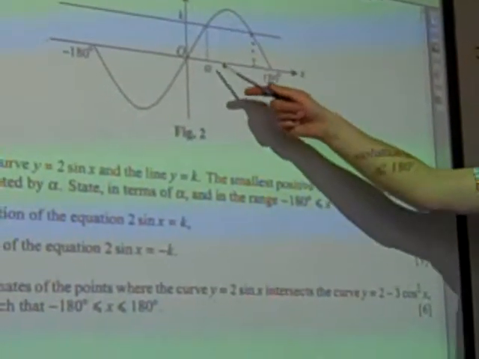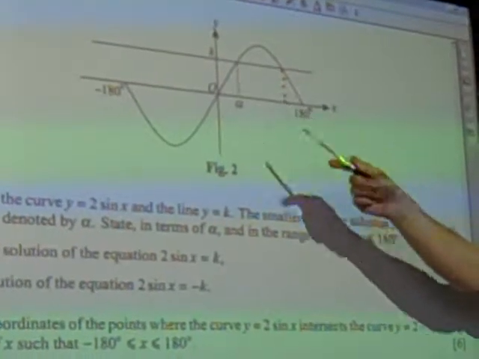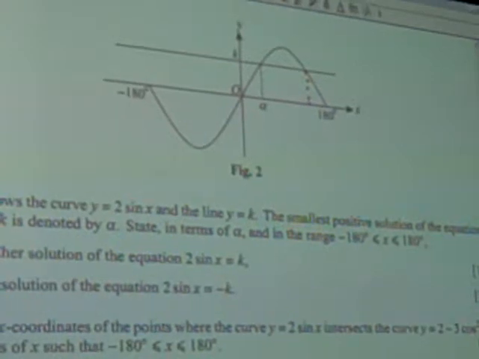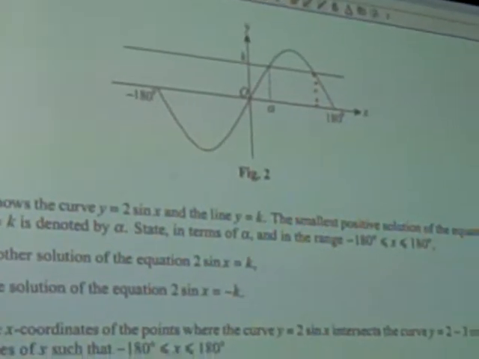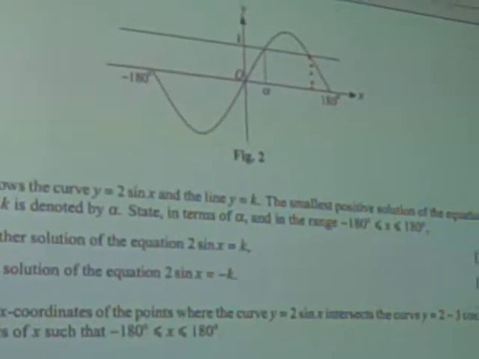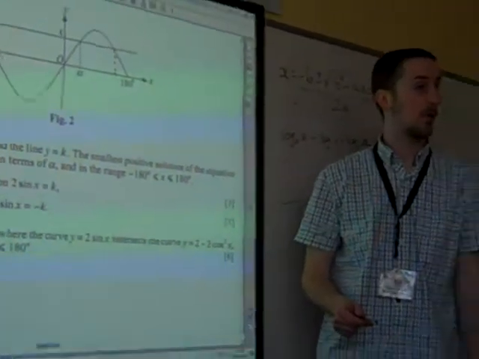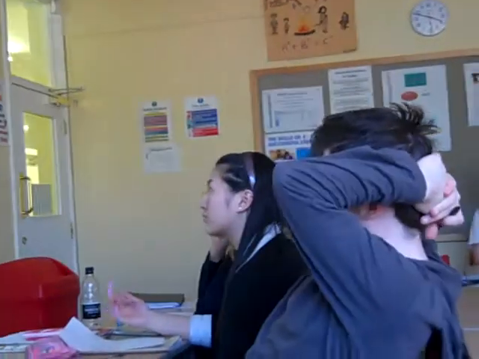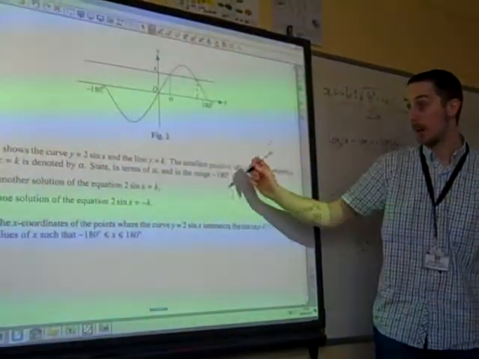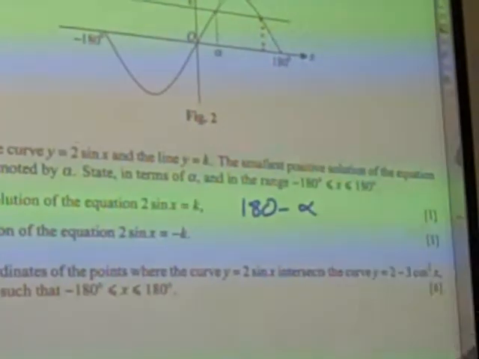Well, it'd be 135 if alpha was 40. But it's not necessarily. So what did you do to get 135? Found what A is and added it to 90. So, I don't know what A is. Would it be 180 minus A? It would be 180 minus whatever this figure is, so alpha. So the other solution would be 180 minus alpha.